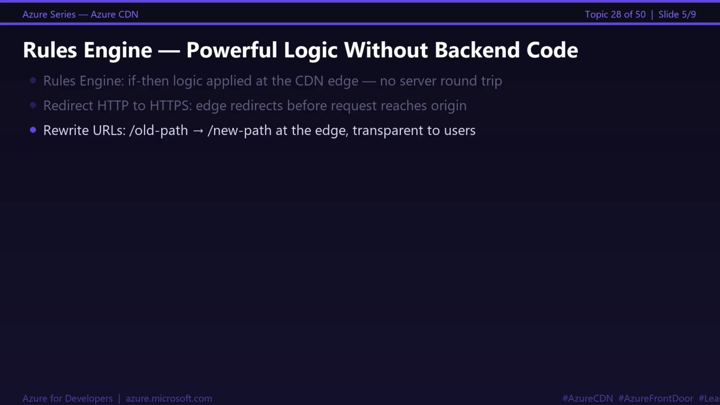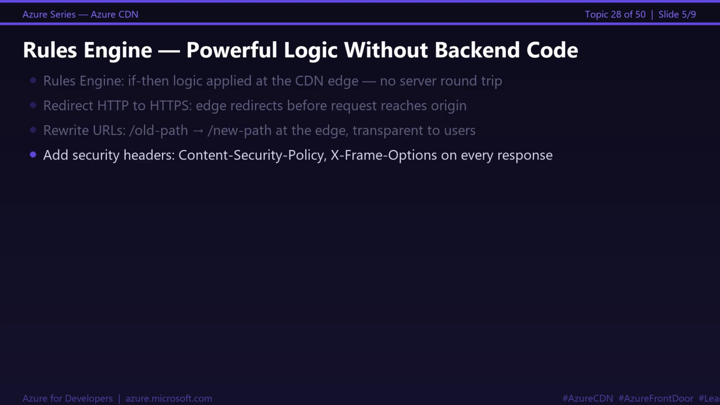Security headers on every response. Add content security policy, X-Frame-Options, X-Content-Type-Options to every response. One rule in the CDN. All backends get all headers automatically.